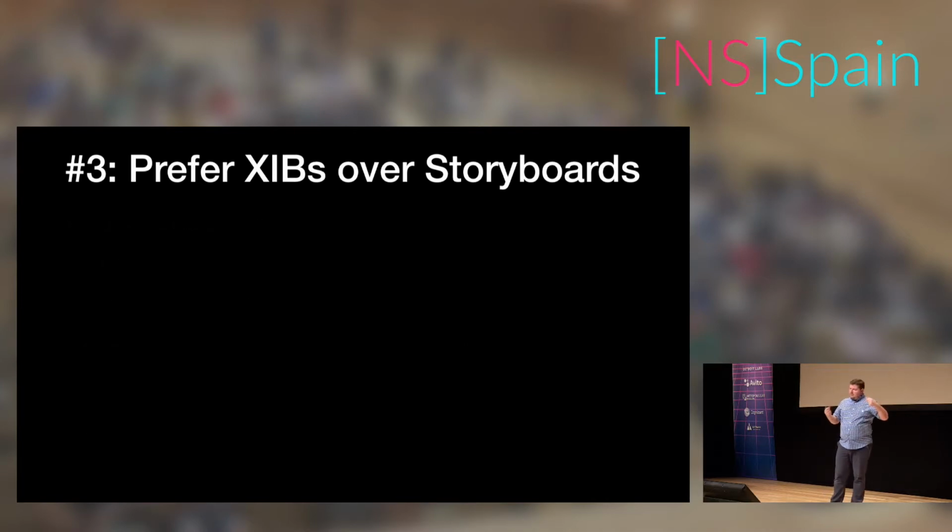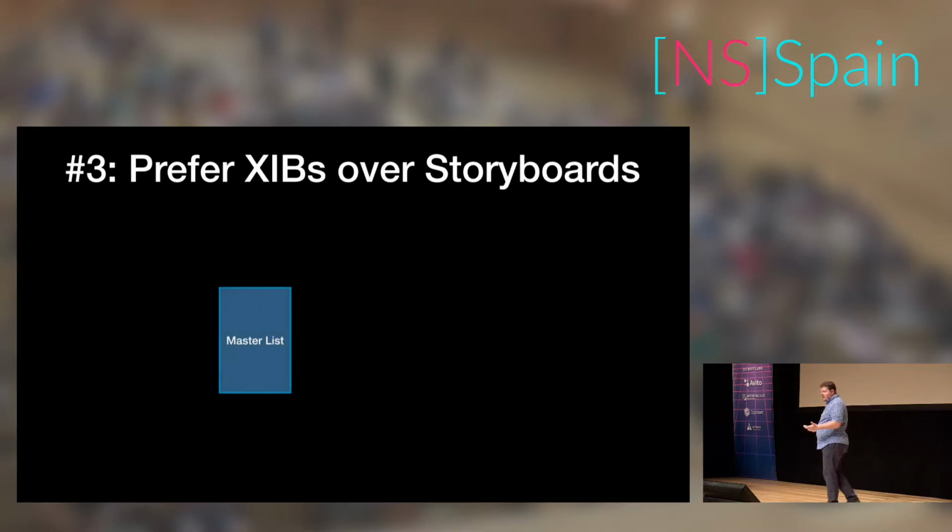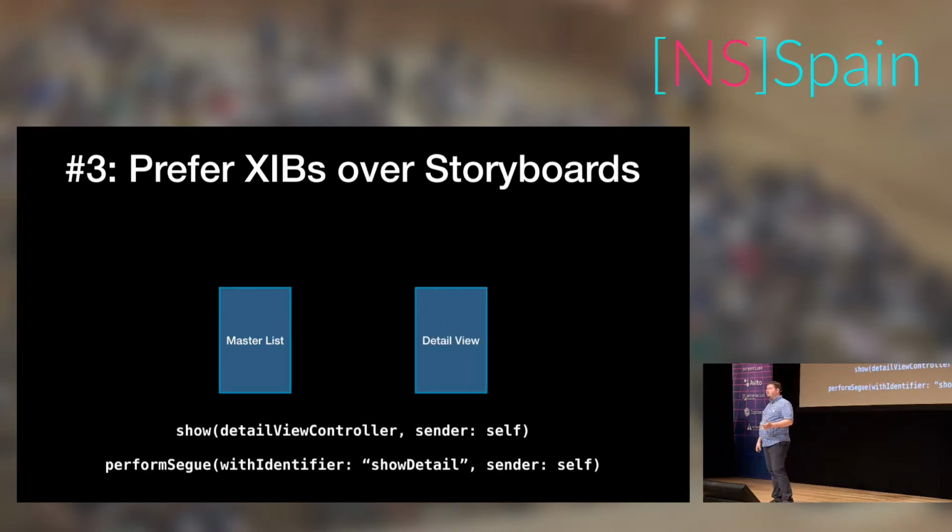So going back to this idea of segues, if we've got this master list, and we want to show a detail view, we think, well, something happens inside the master list, and I'm just going to call show detail view controller, or I'm going to call perform segue with identifier.